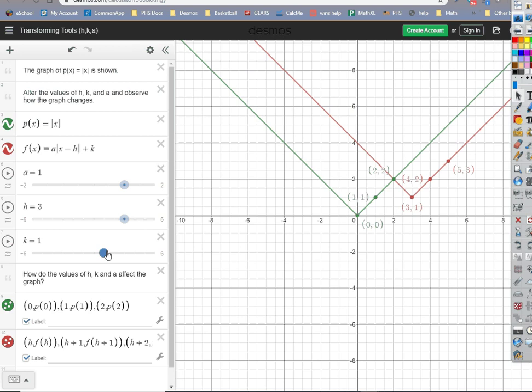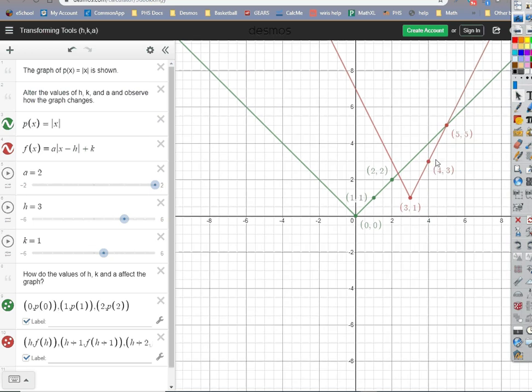What if a is 2? It's going to be a different slope. In fact, what it's doing is stretching the function by a factor of 2. And here's how I want you to see that. Normally, when I go 1 to the right from the vertex, I would only move up by 1 on a regular parent graph. But in this case, if I move 1 to the right, I'm now moving up by a factor of twice that much. So I've stretched the graph by a factor of 2.